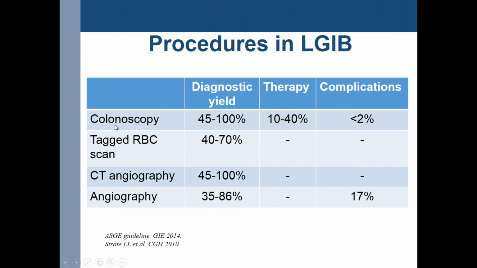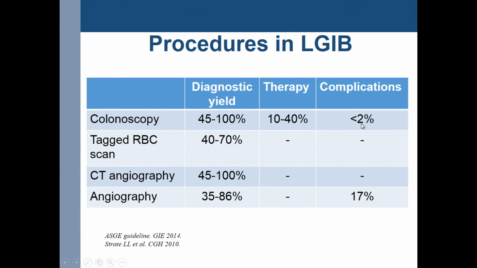Colonoscopy, of course, would still be the gold standard, both in terms of diagnosis, where the diagnostic yield is about 45 to 100%, depending on what studies you look at, and also in terms of rendering therapy, which we're able to do about 10 to 40% of the time, and is accompanied by a very low risk of complications, less than 2%.